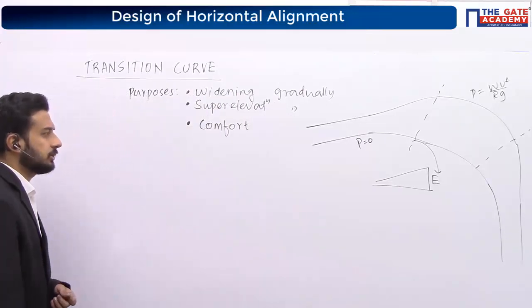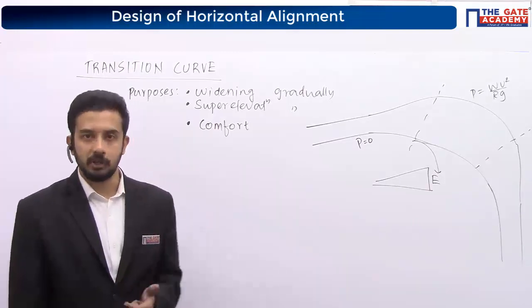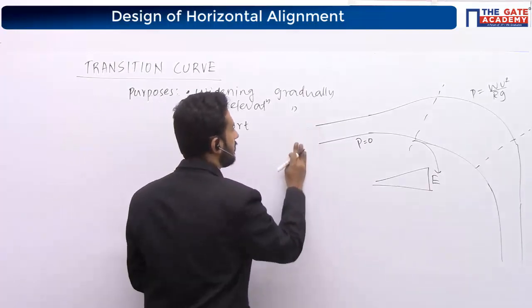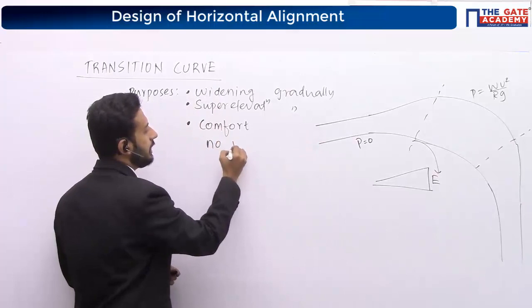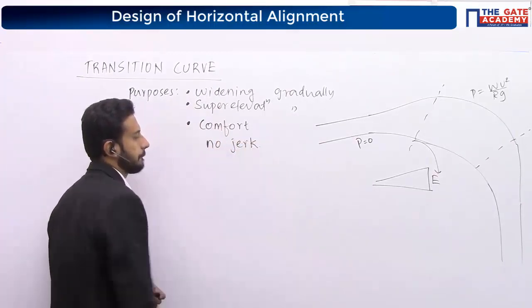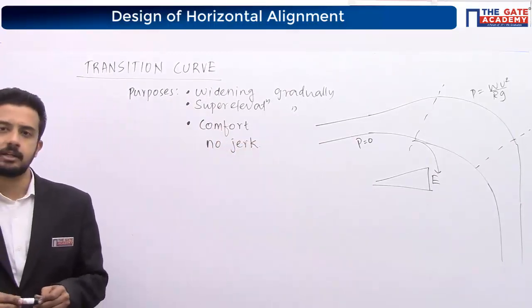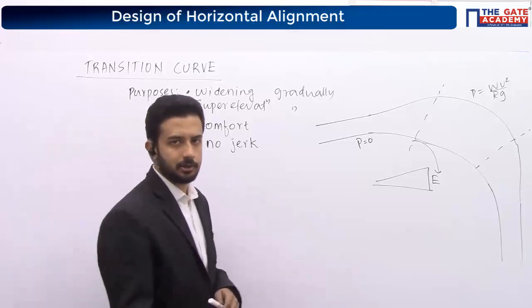So write that point also: more comfort will be there. Why is there more comfort? Because there will be no jerk happening. There will not be any jerk. Jerk means suddenly some change is going to happen.